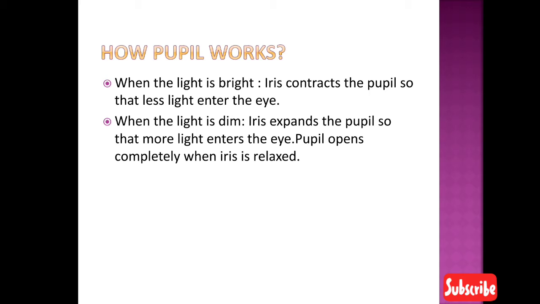So I think you have experienced these things. So why? Here, the pupil of the eye provides a variable aperture whose size is controlled by the iris. So you see, when the light is bright, the iris contracts the pupil so that less light enters the eye, and when the light is dim, the iris expands the pupil so that more light enters the eye. So the pupil opens completely when the iris is relaxed. So this is how the pupil works.